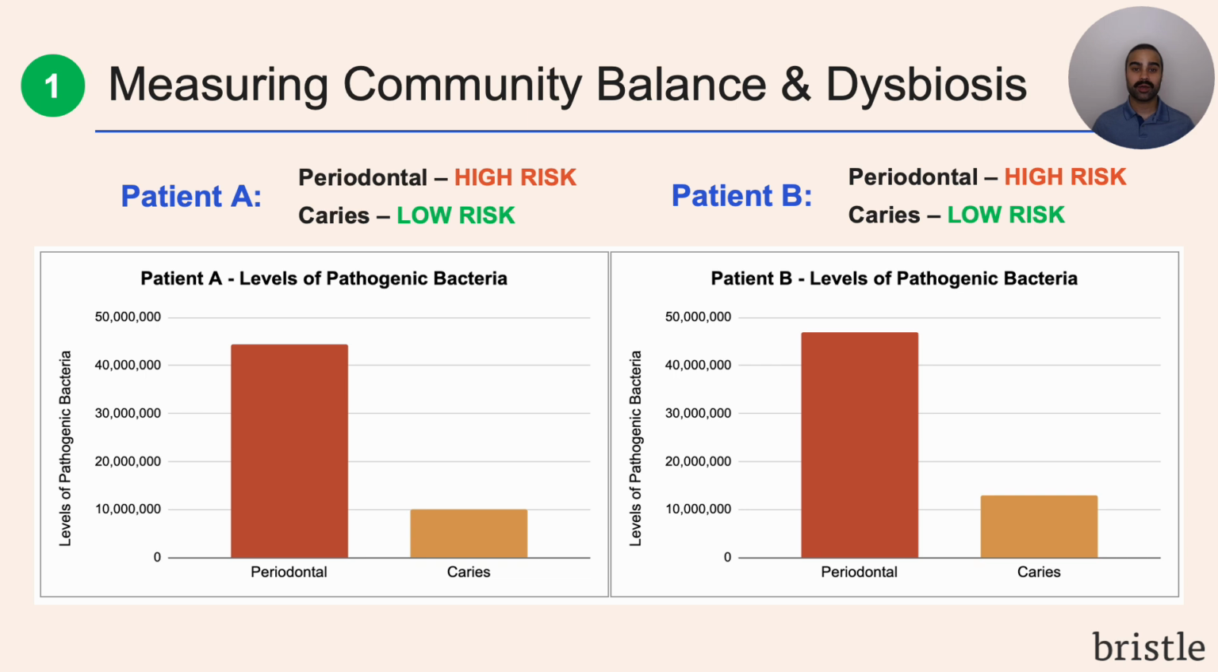Let's start by talking about balance in the oral microbiome. Here we've got 2 patients, patient A on the left-hand side and patient B on the right-hand side, and we're looking at their levels of periodontal and caries-related pathogens if we had just measured the pathogens. So based on the charts at first glance, both have very similar levels of the periodontal and caries pathogens. Based on this alone, you might assume that they're both high risk for periodontal disease and both relatively low risk for caries.